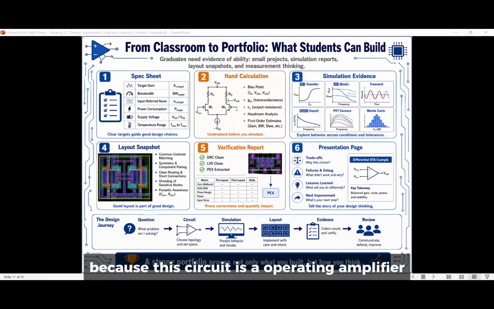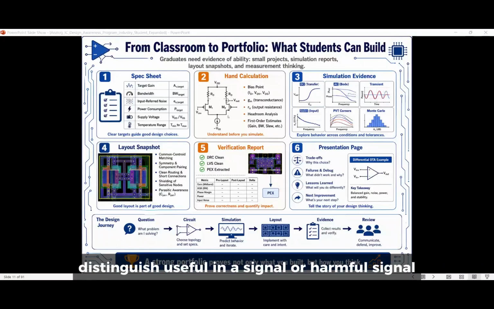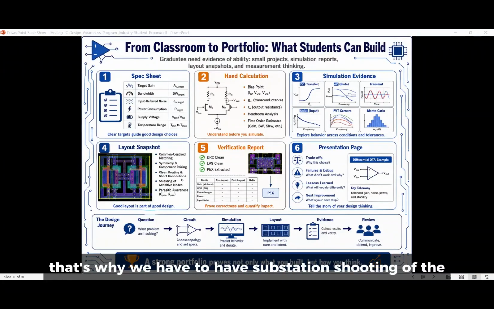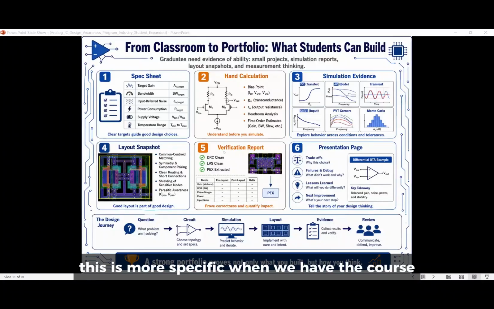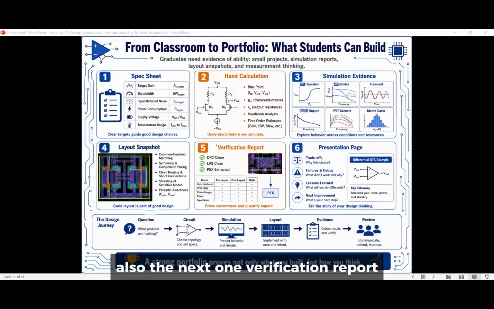Because this circuit is an operational amplifier, the input here actually receives lots of harmonics from other blocks. So the circuit itself cannot distinguish useful signal or harmful signal. So it amplifies all the signal it can receive. So that's why we have to have sufficient shielding of, for example, the power line or the substrate shielding. This is more specific when we have the course later.